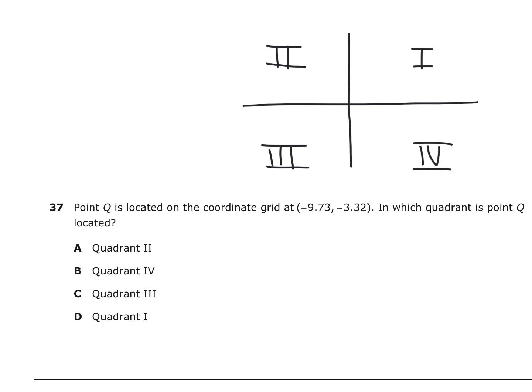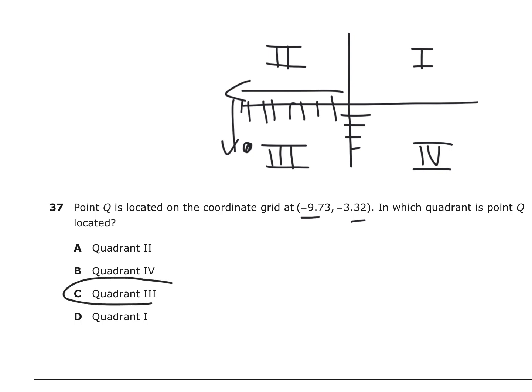So in this case, if we were to plot a negative 9.7, that means we would go negative 9.7 units to the left. And then negative 3.32 would be down, negative 3.32. So it's going to be somewhere in here. So a negative and a negative, it goes to the left, and then it goes down. And it's going to be somewhere in quadrant 3. So the answer for number 37 should be answer C, as quadrant 3.